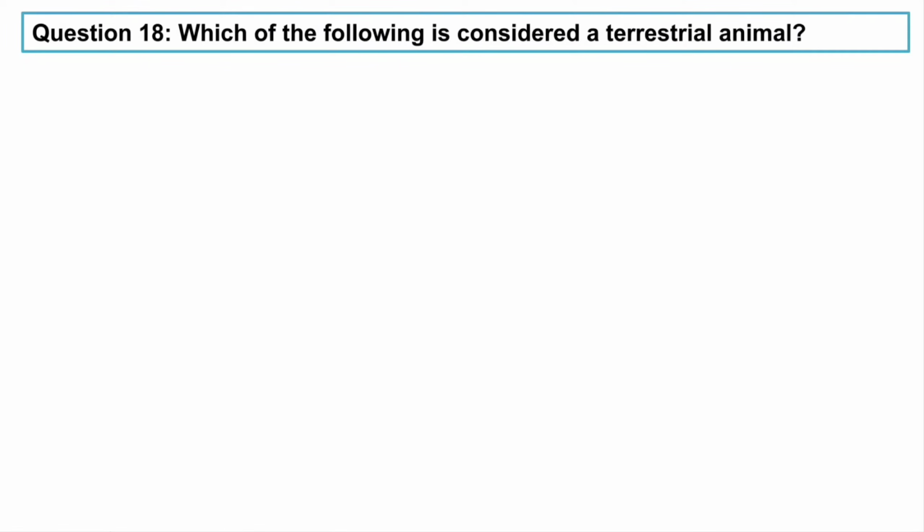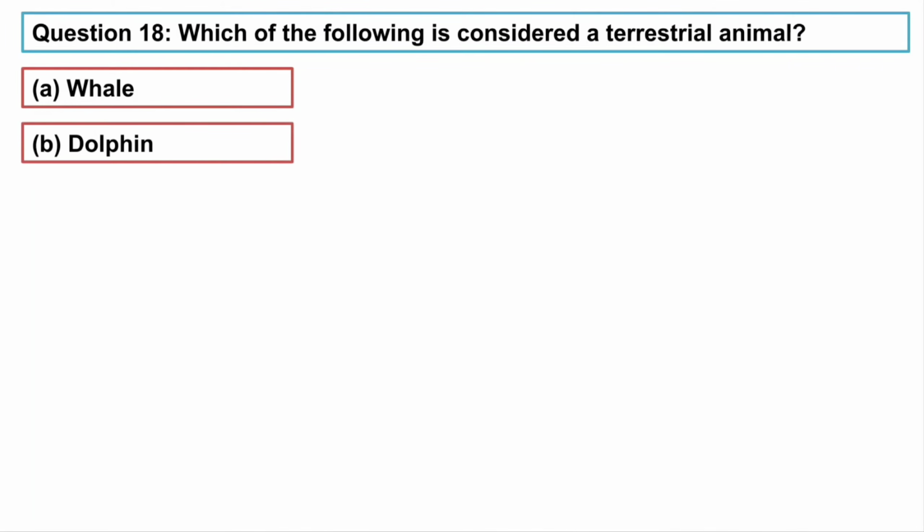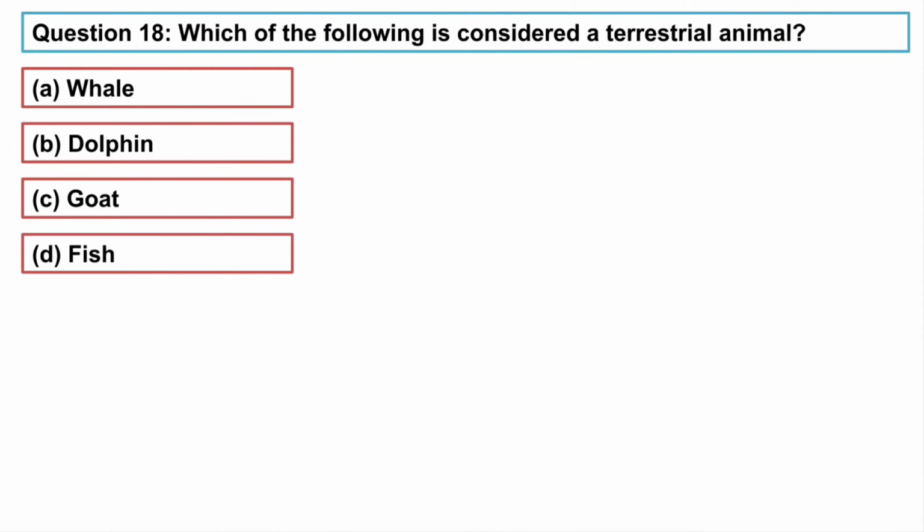So which of the following is considered a terrestrial animal? Terrestrial animals means the ones which live on land. Okay, so what will be your correct option? Whale, dolphin, goat, or fish. So which of these options is the animal considered to be living in a terrestrial habitat? So your correct option is option number C. Okay, goat.